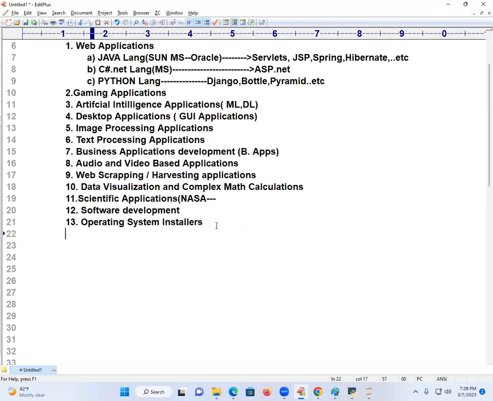If I start project level, hundreds of applications will come. 14th, I'm going to talk about CAD and CAM based applications. It is also one of the most important things nowadays. In the automobile sector, CAD and CAM is used for structural engineering purposes. For mechanical students, CAD and CAM, 2D and 3D software are there.